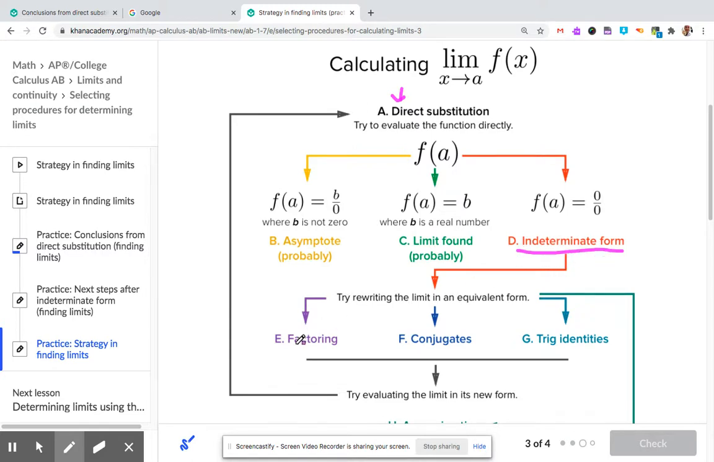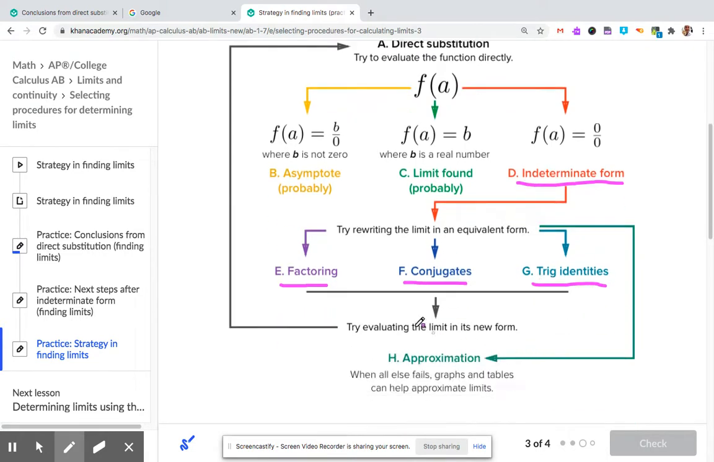So the next step is: is it in a form that we can factor? Do we see conjugates being useful? Usually it's square roots that make conjugates. Or do we have trigonometry? Then we would try evaluating the limit if we can cancel out the issue. And then we use approximation if none of those work. Approximation is the long way, especially when we have to do tables. We'd plug in values, getting closer and closer, and see what happens. Graphing is not too bad, using Desmos.com.